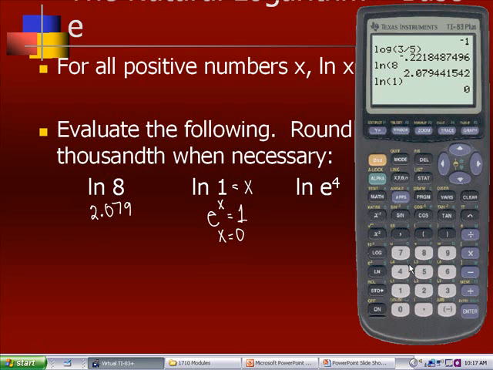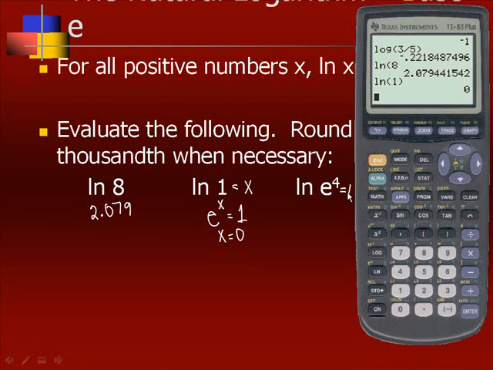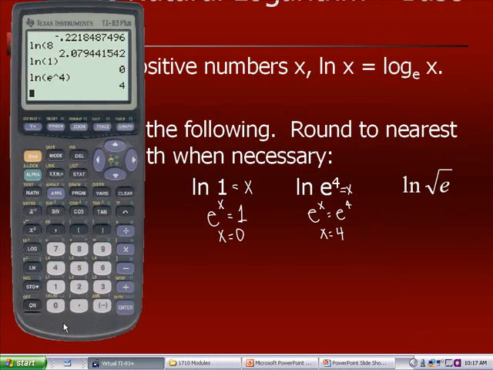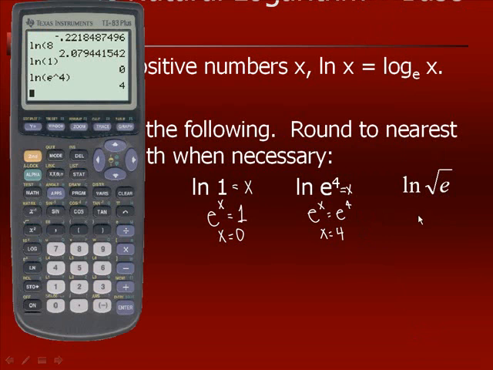Now think about this one for a second. The natural log of e to the 4th. This means find the power that we're raising base e to get e to the 4th. Well, that means x has to be 4. Or if we did it on our calculator, the natural log, e is over here above this division symbol, so we say second e to the power of 4, which would give us 4. Okay, and then the last one, the natural log of the square root of e.